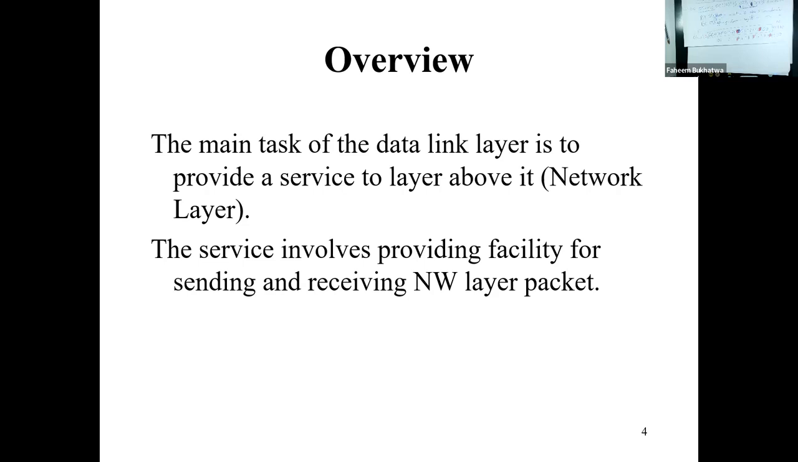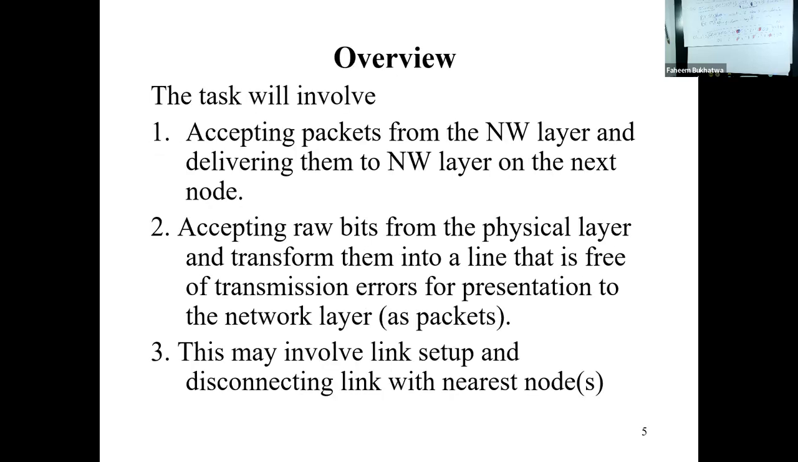The service involves providing facility for sending and receiving network layer data units. The network layer will give us a packet, and we'll deliver it in a different unit, a frame. So the main task is to accept a packet from the network layer and accept raw bits from the physical layer. The data link layer is between the network layer at the top and the physical layer at the bottom. At the top, we get bits, but they're in a packet. We don't know what format the packet is, and we don't need to know.